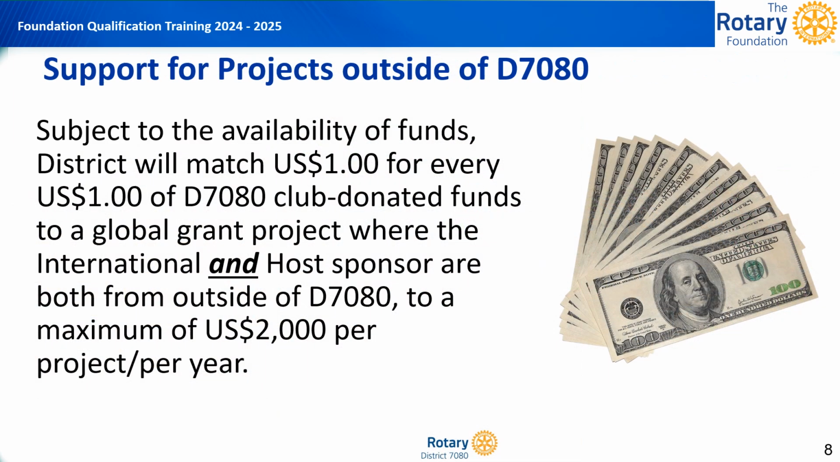For the past few years, we have not contributed district-designated funds for projects where both the host and international sponsors were not clubs in our district. Effective September 2022 and subject to availability, District will match US $1 for every $1 of District 7080 club donated funds to a global grant project to a maximum of $2,000 US per project per year. Because we believe that this might help clubs receive donations from clubs and districts outside of District 7080, we will continue this match for the 2024-25 Rotary year.